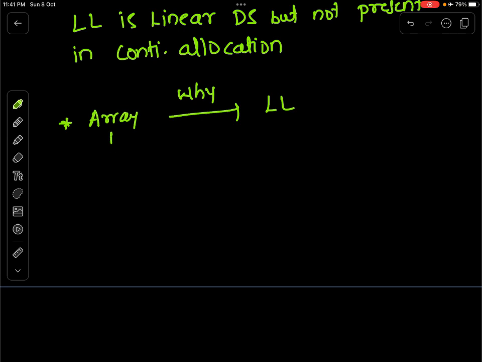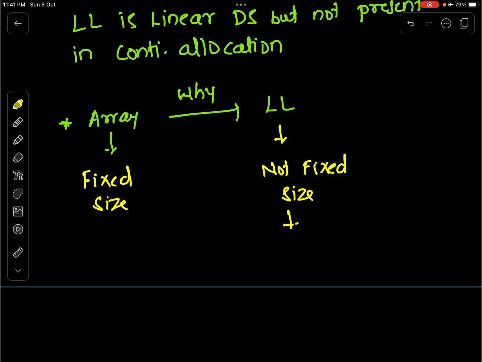Now if you talk about the array, array has a fixed size. But if I talk about the linked list, it does not have a fixed size, which means it is dynamic, and this is static. Now the question comes, hey, if I have an array of fixed size, then why do I need a linked list of not fixed size?